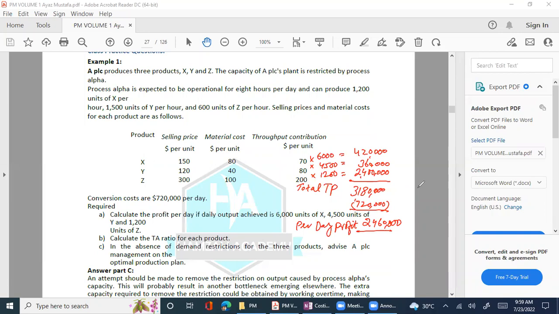Now, if you look at the question, process alpha's capacity is restricted. So this will be the production capacity, production time will be your binding constraint. And now we will move to the throughput accounting ratio.